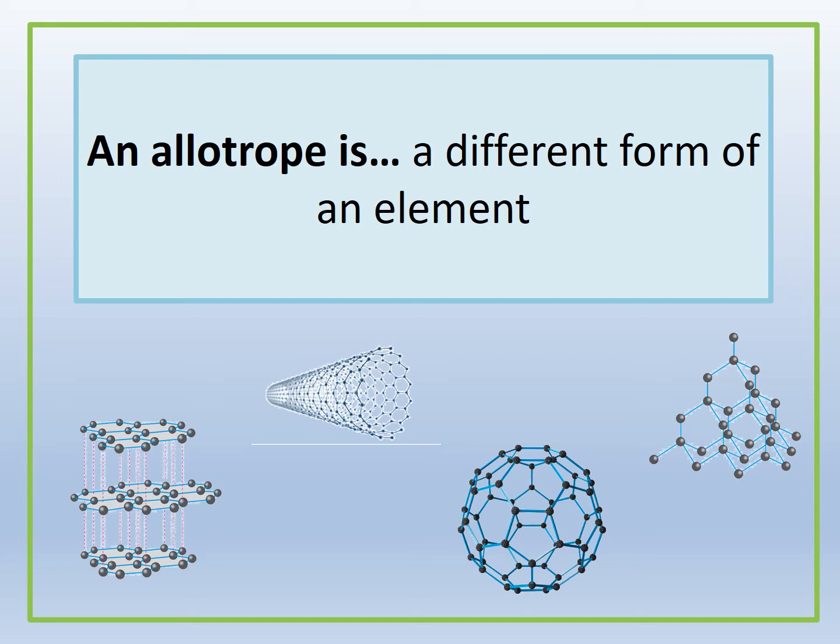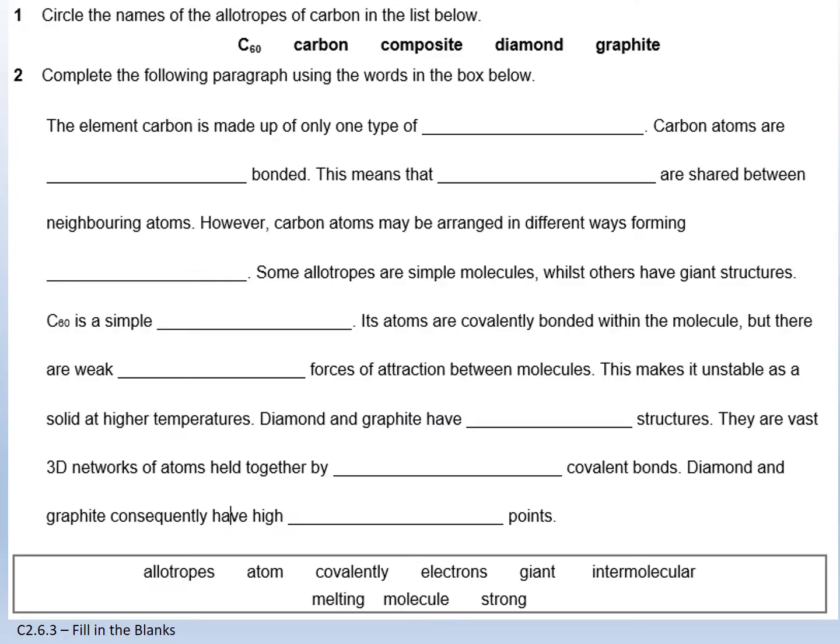The four pictures you can see are all pure carbon, but they're arranged in very different ways. We've got diamond there, circled, with what would be a pyramid tetrahedral structure, and we've got graphite. These are your two key ones that you need to know about. So we've got some fill in the blanks to look at here. This would be a good point to pause the video and have a go at these.